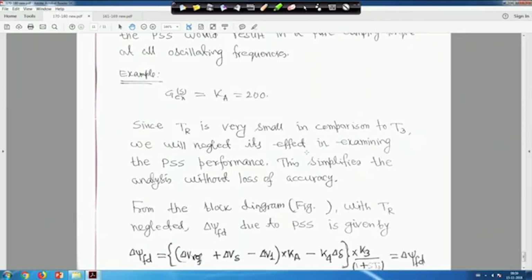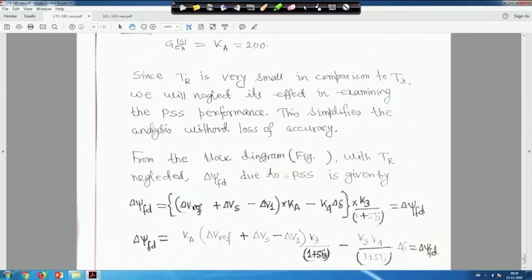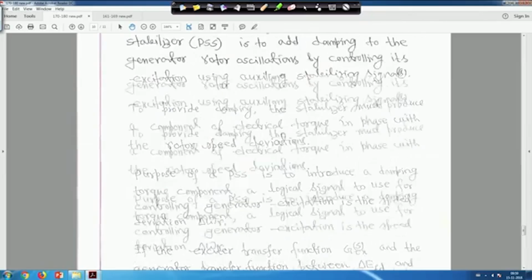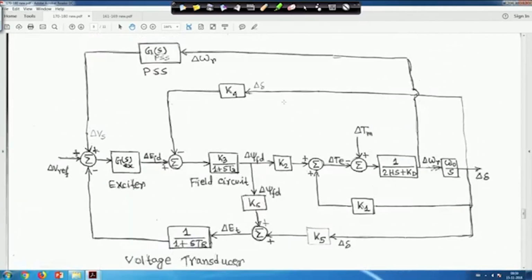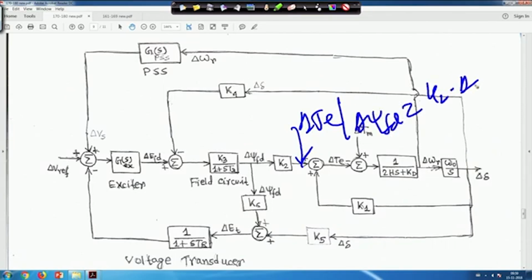Now from the block diagram, this is actually figure 31. With TR neglected, the delta psi FD due to PSS is given by the following. You go back to this figure. Same as before, you find that delta T due to delta psi FD is equal to K2 into delta psi FD. The only additional thing is the delta Vs term coming in, and TR is neglected, so this will be simply 1.